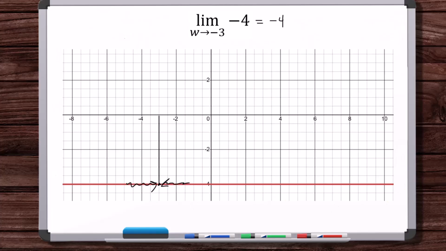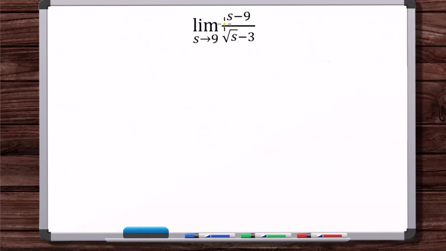Okay, the limit as s approaches 9 of s minus 9 over the square root of s minus 3. And so there we go. We see this two-term expression with one of the terms being a root. So there's a high likelihood that the conjugate of this expression is going to be involved to solve this problem. So, okay, as s approaches 9, the numerator approaches 0, and the denominator also approaches 0. So we have a 0 over 0 indeterminate form.